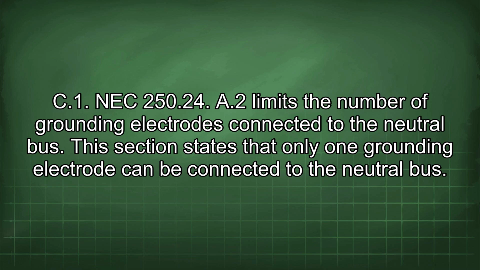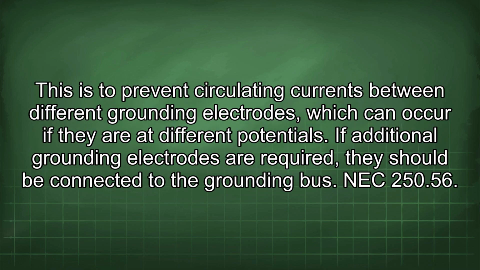NEC 250.24(A)(2) limits the number of grounding electrodes connected to the neutral bus. This section states that only one grounding electrode can be connected to the neutral bus. This is to prevent circulating currents between different grounding electrodes, which can occur if they are at different potentials. If additional grounding electrodes are required, they should be connected to the grounding bus.